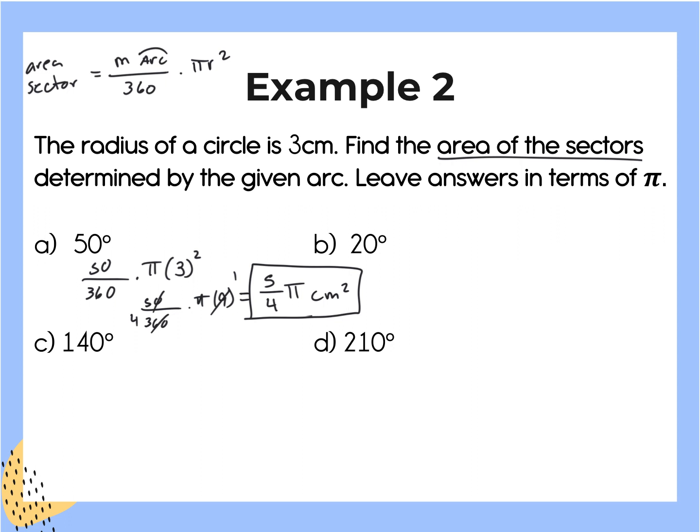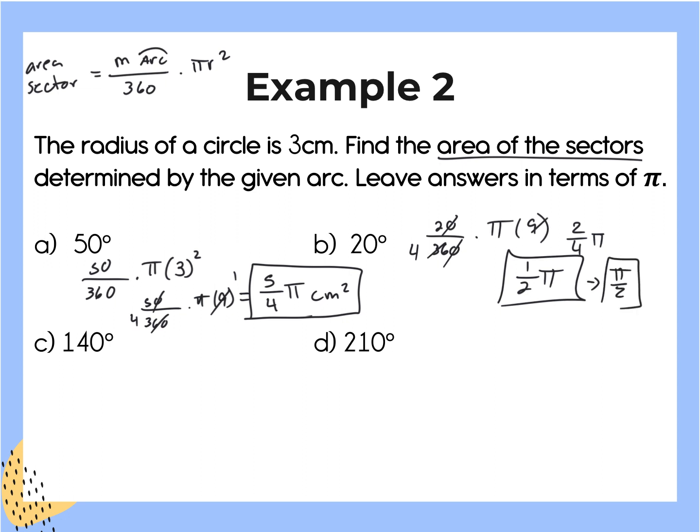B. Now B is 20 degrees, so we're going to do again 20 over 360 times pi. R squared is just 9, so I'm just going to go ahead and plug in 9. The zeros cancel out. Again, the 9 and the 36 can become 4, so we're left with 2 over 4 pi, and that's going to become 1 over 2 pi. Now you can also simplify it to pi over 2. And again, centimeters squared for both of them.